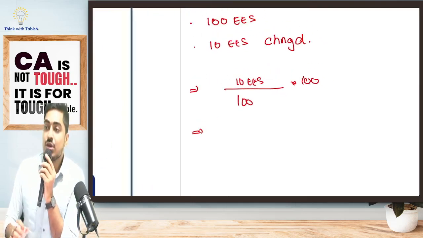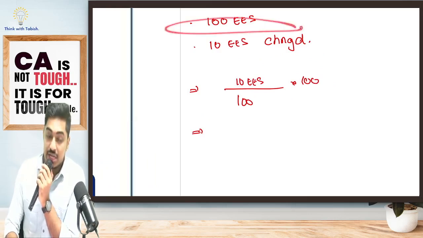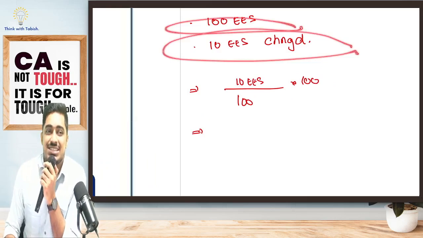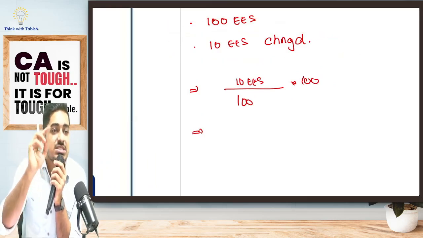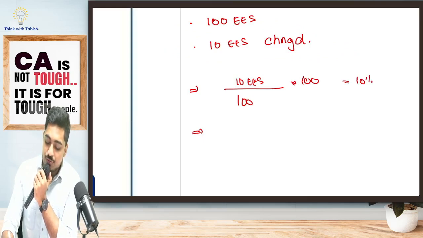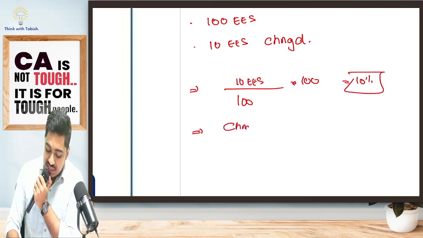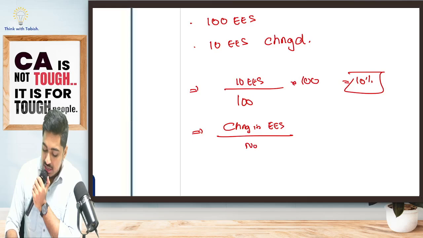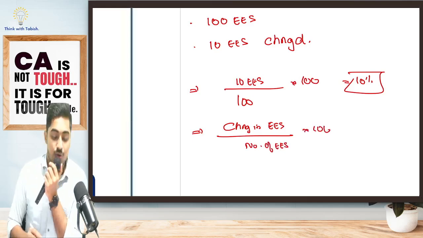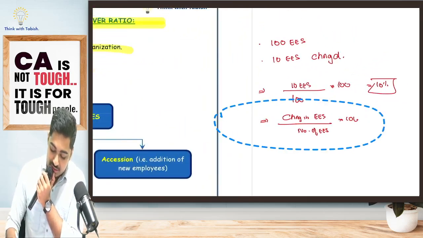Yes, everyone. Look at this, students. We have 100 employees in our organization. Of that, 10 employees have changed, 10 employees have left. How much percentage of employees have changed? 10 percent. So if you have to create a simple formula from that, it is change in employees divided by number of employees into 100. Yes or no, everyone? Perfect. This is going to be the simple structure of my labor turnover ratio.